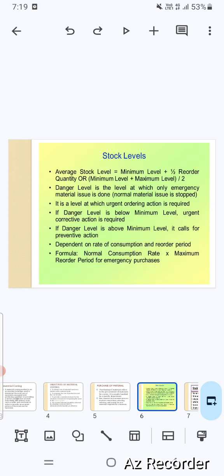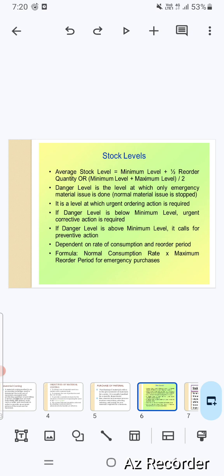Next, we look into the levels of stock. So there are various levels of stock. First we look into them one by one. The first one is average stock level. To calculate the average stock level, we have a formula, that is minimum level plus 1 by 2 reorder quantity, or minimum level plus maximum level by 2.